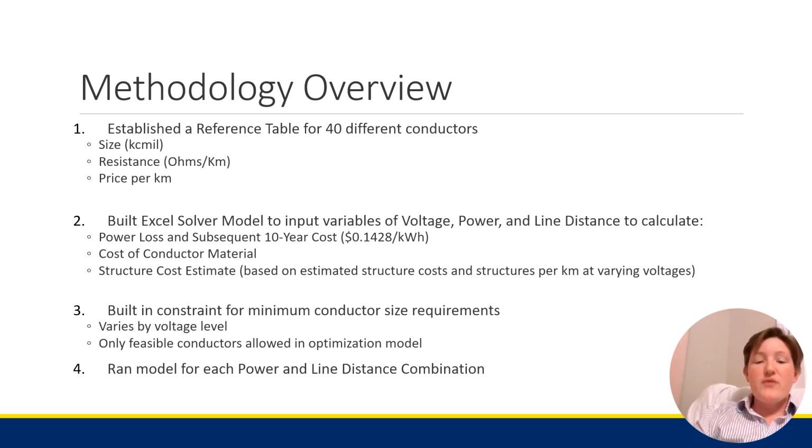Next, I built in constraints for a minimum conductor size requirement. So basically setting it up so as the voltage level varies, any of the conductors that do not meet that minimum size requirements are excluded from the pool of feasible conductors that are able to be selected. So this prevents misuse of selecting a conductor that feasibly wouldn't work in the field. Next, I ran the model for each power and line distance combination to really just see how it functions and to gain some insight into those parameters.